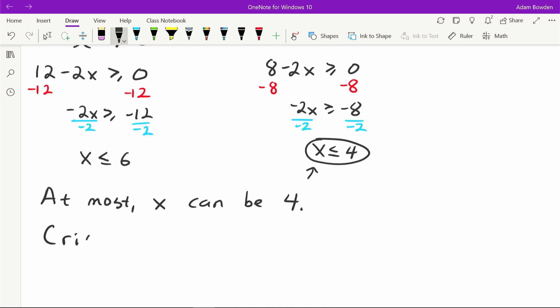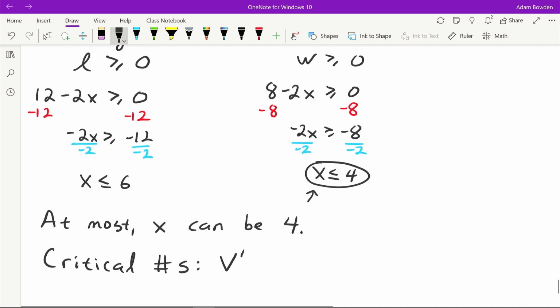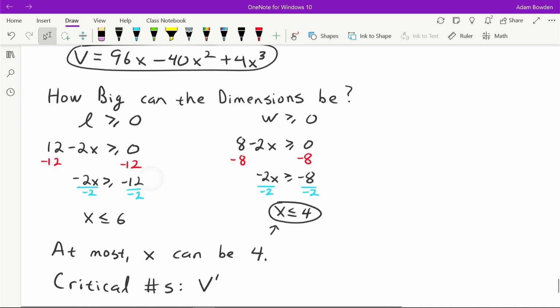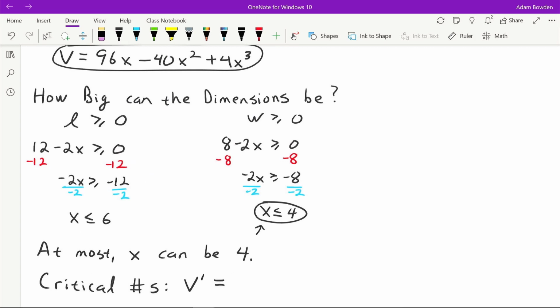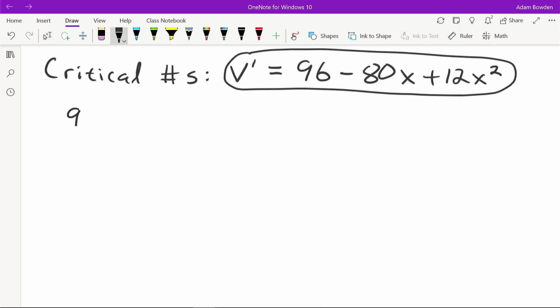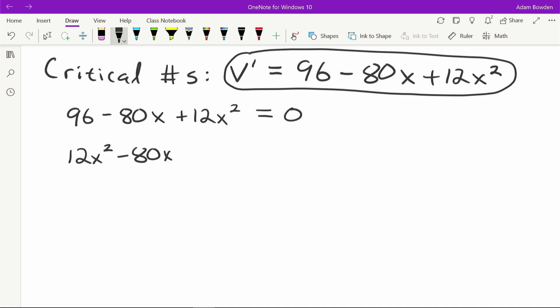So, as a result, let's go ahead and find the critical numbers and see what that helps us say here. We take the derivative for volume. So if you go back up to where we were talking about volume up here, and take the derivative V prime, that's going to look like 96 minus 80x plus 12x squared. Now if we set that equal to 0 here, and we solve, well, we basically now have a quadratic equation that we need to solve. Interesting, but it's what we can do here.